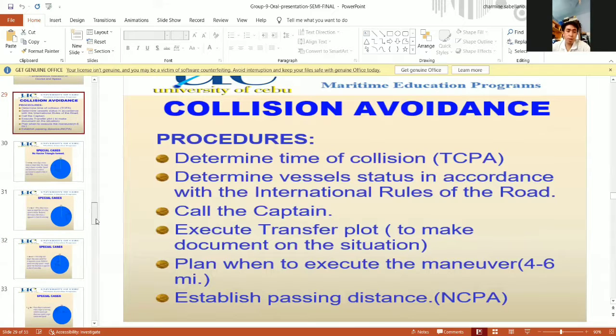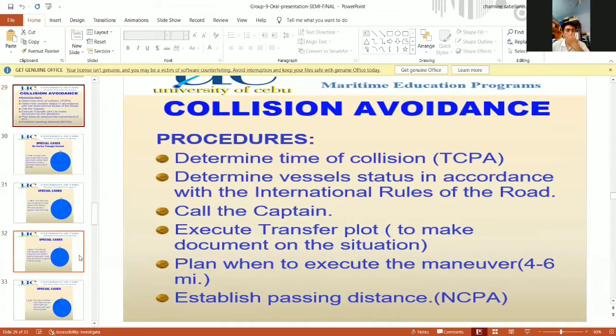So we have here the procedures of how to avoid collision. First is to determine time of collision, which is also called TCPA. Second is determine vessel's status in accordance with the international rules of the road. Next is call the captain. Execute transfer plan to make document on the situation. Plan when to execute the maneuver, 4 to 6 minutes. And lastly, establish passing distance or CPA.